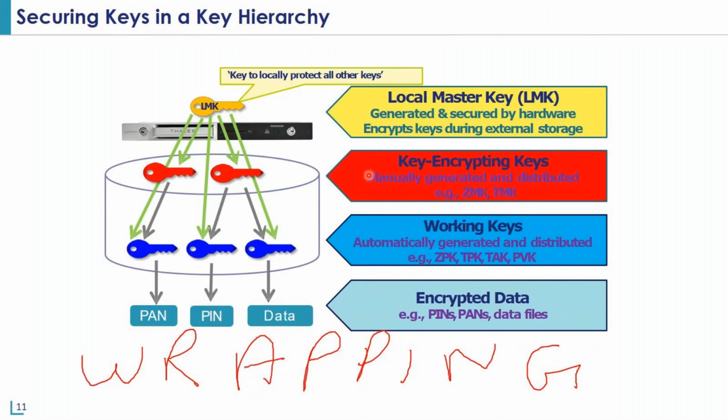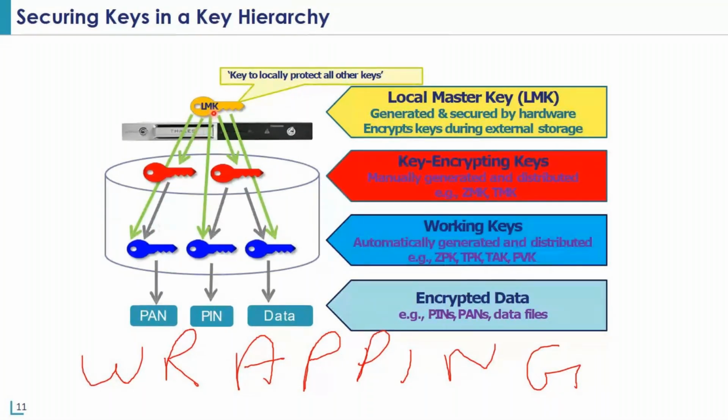They are not directly encrypting your data, but they are encrypting your working keys. What are the working keys? You have the zone pin key and the terminal pin key. These are the keys which will actually encrypt your data, your account number, your data files. But they are further encrypted using the zone master key or a terminal master key. So this hierarchy is followed.